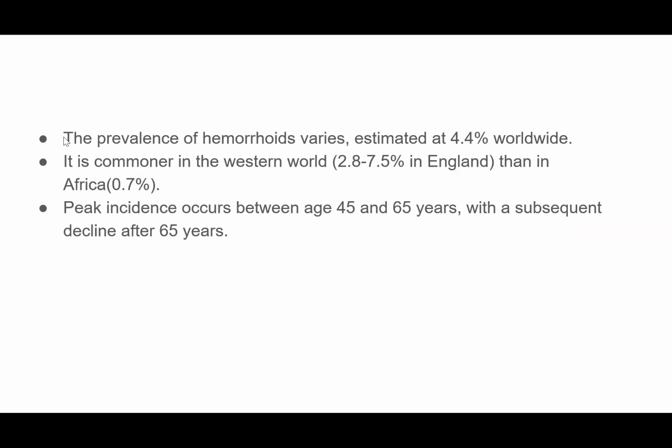So the prevalence of hemorrhoids varies and is estimated at 4.4% worldwide. It is commoner in the western region, with a prevalence of about 2.8 to 7.5% in England, and in Africa it comes with a prevalence of 0.7%. Peak incidence occurs within the ages of 45 to 65 years, with a subsequent decline after the age of 65.